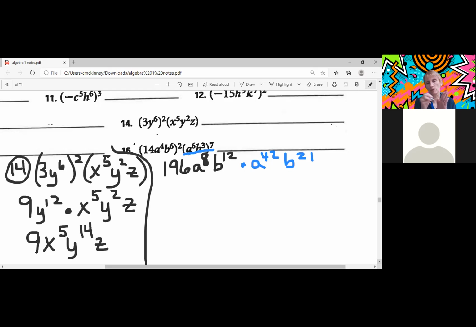And then there was no plus or minus in between these two things. So it does indicate multiplication after, which is why we use product rule after. So then the 196 is still 196 because there was no other coefficient, or it's understood to be a 1. 1 times anything is itself. And then add my exponents that are on like bases. Use that product rule. So 8 plus 42 is 50. b, 12 plus 21 makes 33 as my exponent on my b.